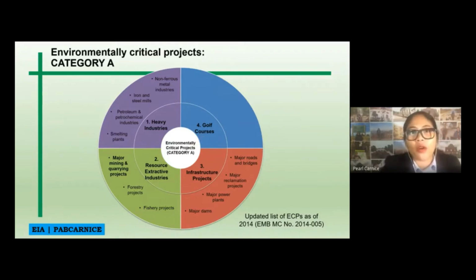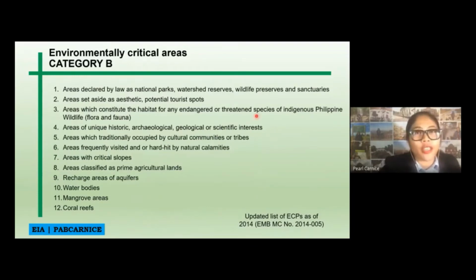The next category is category B, which is the environmental critical areas. So what are these areas? The first are areas declared by law, such as national parks, watershed reserves, wildlife preserves, and sanctuaries. There are cases of what local leaders do. For example, I did not verify this, and I have not read any legal basis or documents that say whether this is true or not. I'm not sure, but I heard this before.